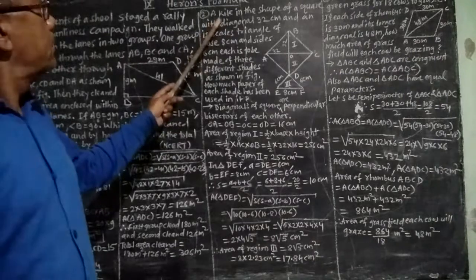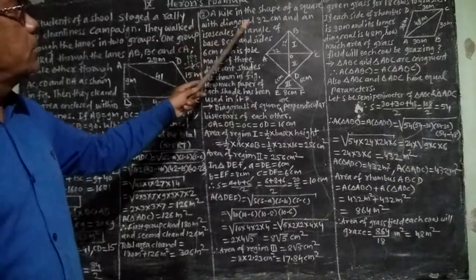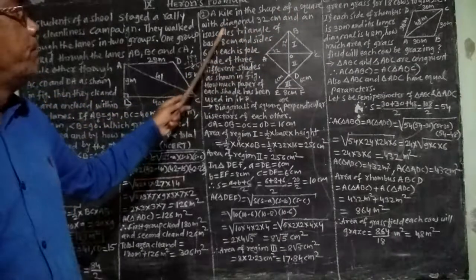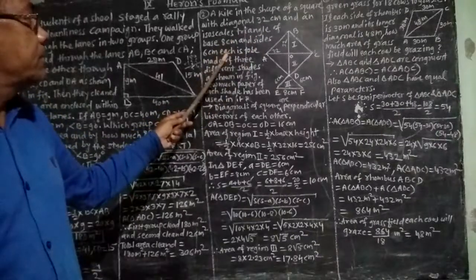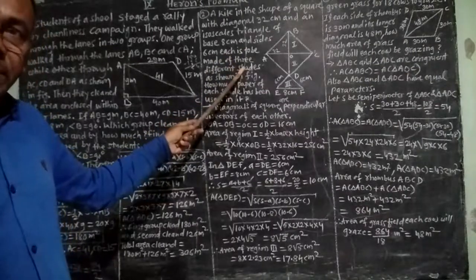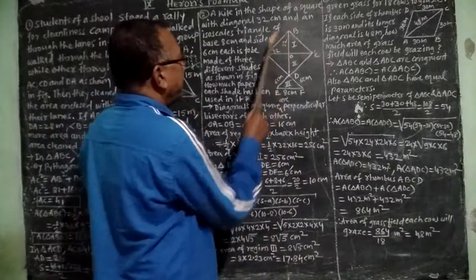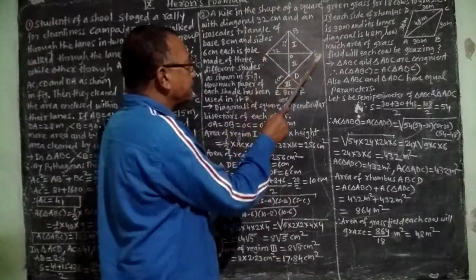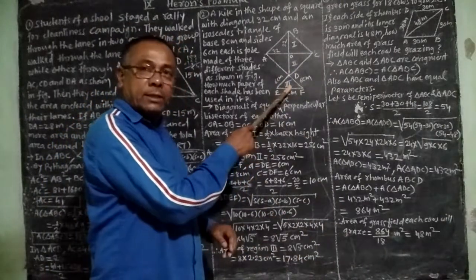It is given that a kite in the shape of a square with a diagonal 32 centimeter and an isosceles triangle of base 8 centimeter and sides 6 centimeter each is to be made of 3 different shades as shown in the figure. Here triangle 1 means ABC, that is shade 1, then triangle ADC, that is shade 2, and triangle DEF as shade 3.